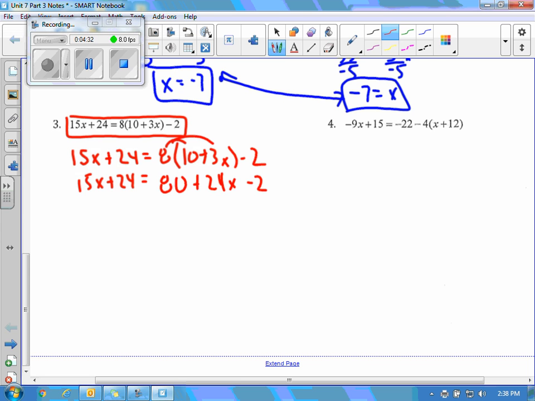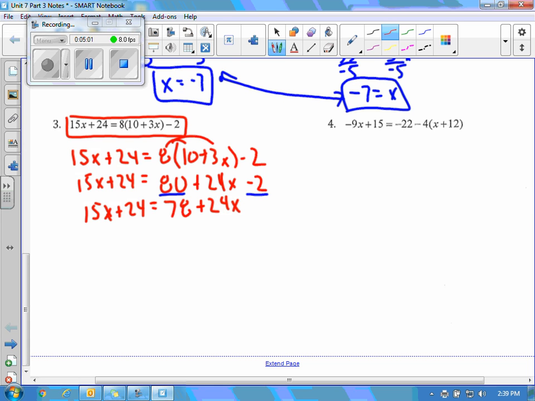9 minus 2. Now, next thing I need to do is look and see that on the right side, I have like terms, so I need to put those together. So I'm going to rewrite the 15x plus 24. I haven't done anything with that yet. 80 minus 2 is 78 plus 24. So now I'm at the point where I have an x, a value of x, and a constant on both sides. So I need to move the x's to one side, the constants to the other.